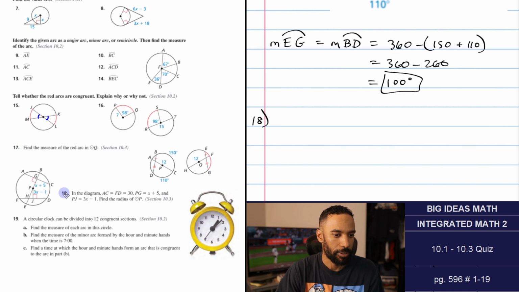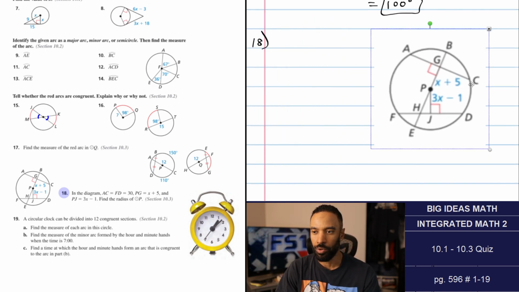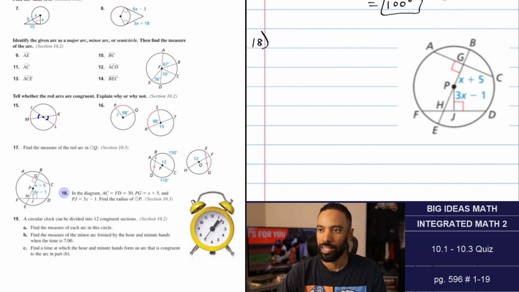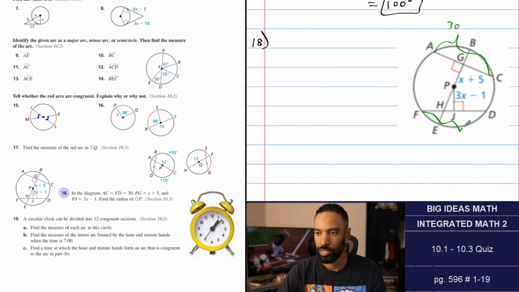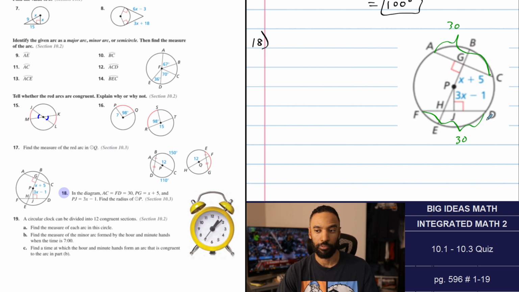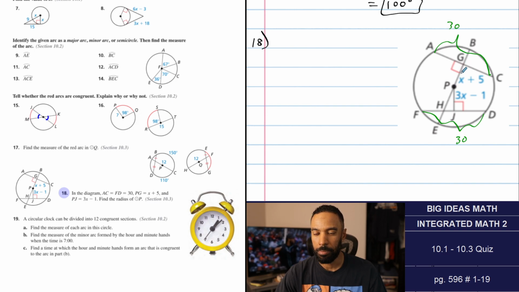In the diagram, very complex looking diagram, that one that I want to copy over. In the diagram, AC and FD are equal. They both equal 30. Let's see where those are. AC is this guy here. This is 30. It's not degrees or anything. Those are just length units. And FD is 30. So congruent chords, we mentioned something about that before with the arcs, but there's probably more we can say. Those are 30. PG, it's labeled, that's x plus 5. PJ is labeled as 3x minus 1. Find the radius of circle P.